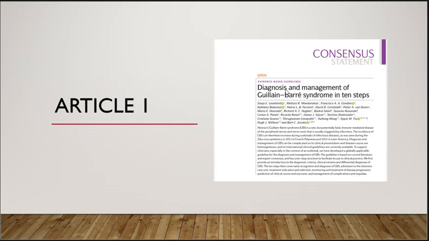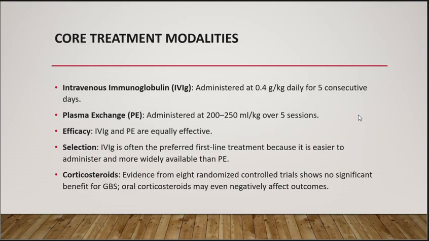This is a 10-step management of GBS, which says that immunoglobulin and plasma exchange are the core treatment. The treatment dose and everything we have discussed previously. The efficacy is the same for both, but IVIG is preferred first as it is easier to administer, whereas plasma exchange is not available in all places.